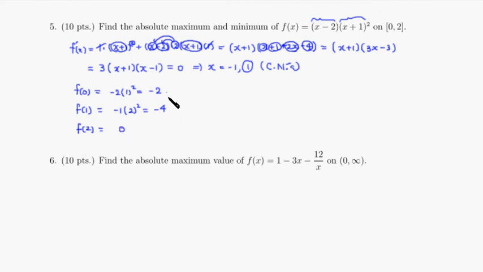So the largest number is actually 0. These two are negative numbers, so 0 is the absolute maximum. The smallest number is negative 4, so this is going to be our absolute minimum, negative 4. All right, that's it. I hope that this was clear.